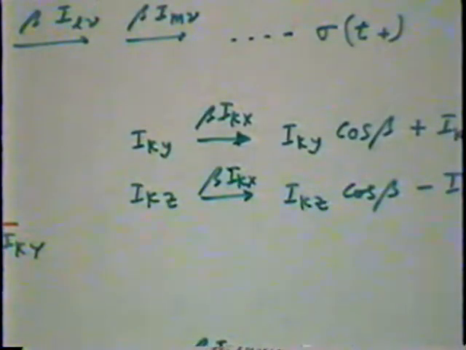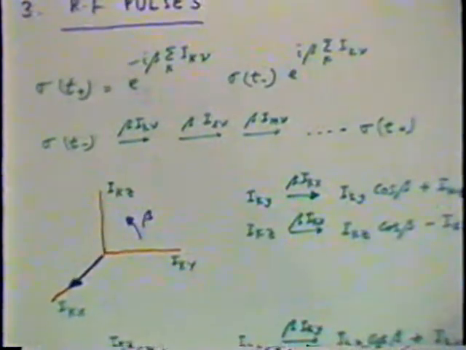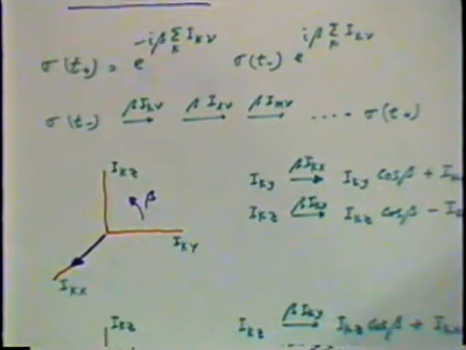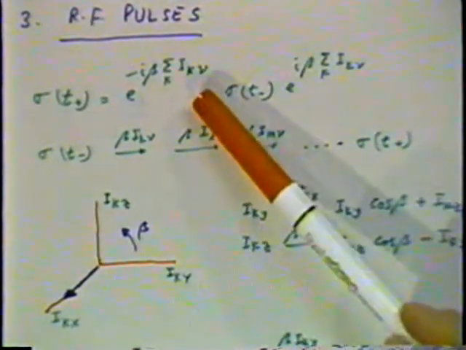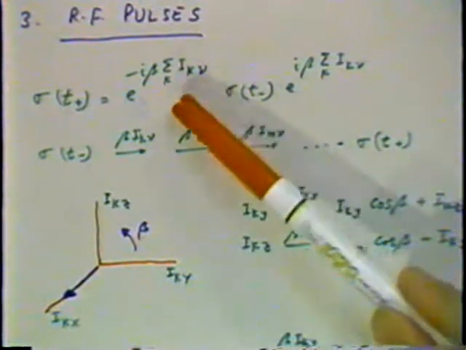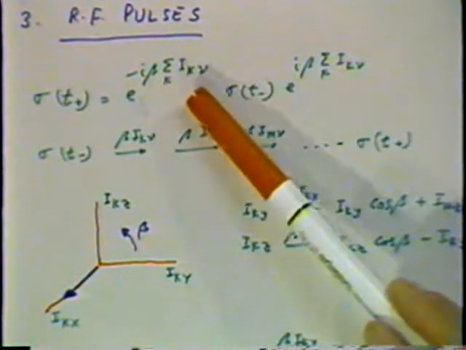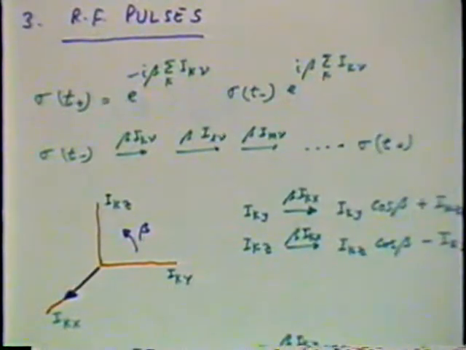Now we have seen what happens in chemical shift evolution, we have seen what happens in J evolution, and we see what happens in pulse evolution. That's rather simple. Pulse evolution is very straightforward. Since these are just sums of different spins, they commute with each other, and you can apply them in any order I like, and that's fine.